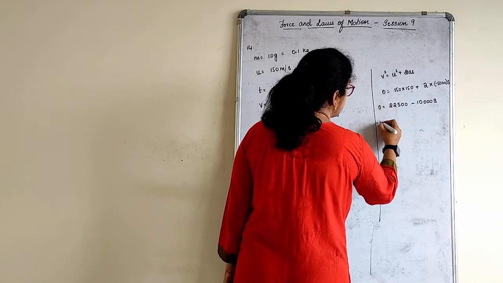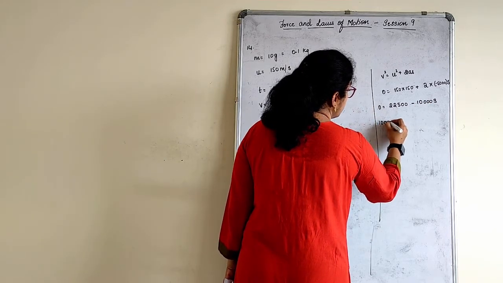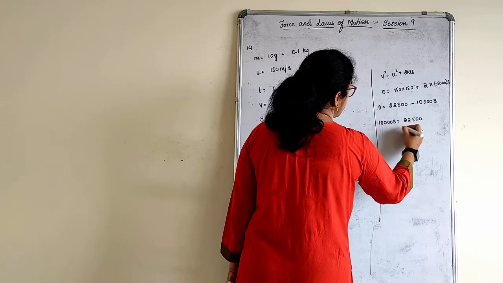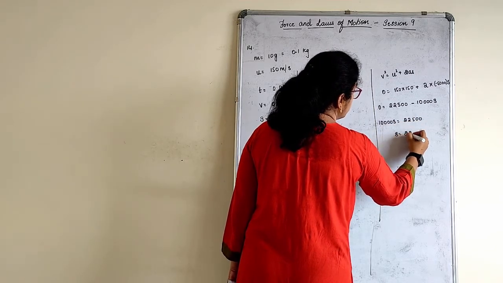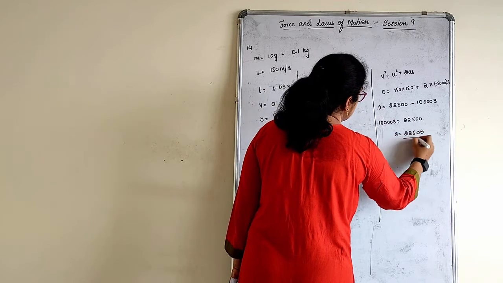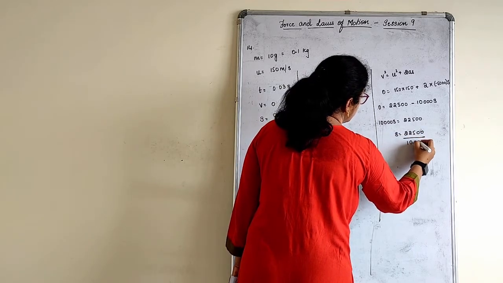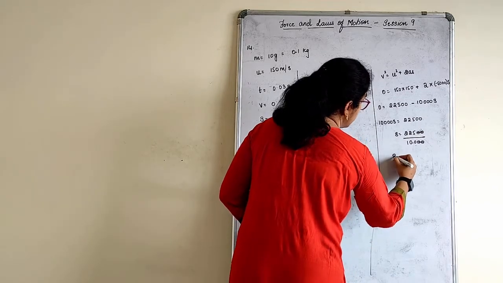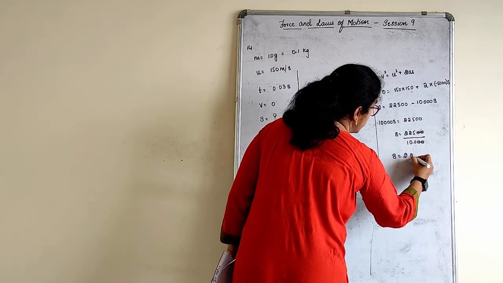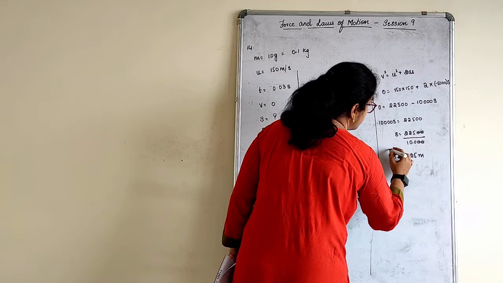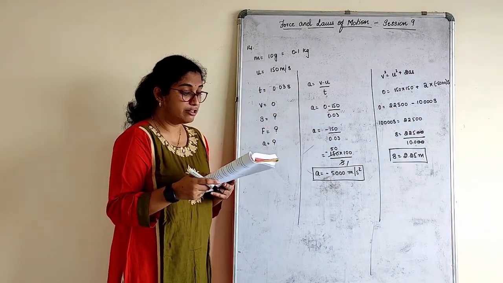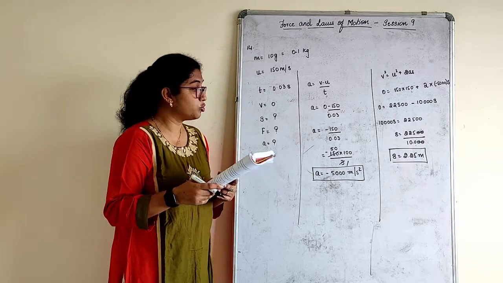Therefore, shift this side. s is equal to 22500 divided by 10000. So 2 zeros cancel. s is equal to 2.25 meter. So the distance of penetration of the bullet into the block is 2.25 meter.